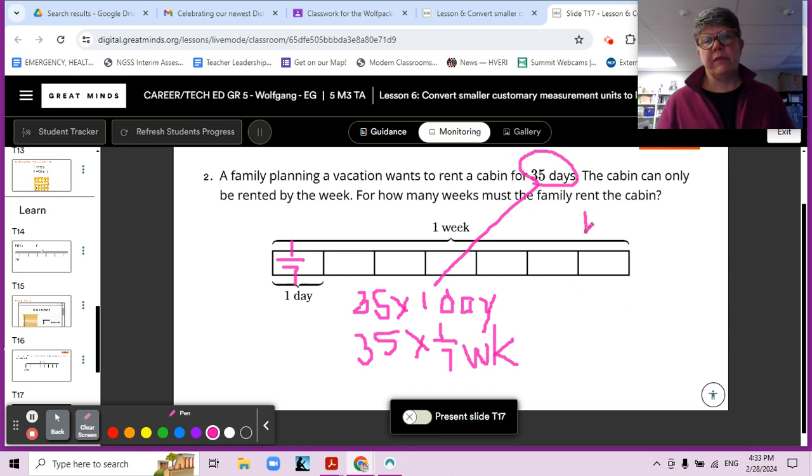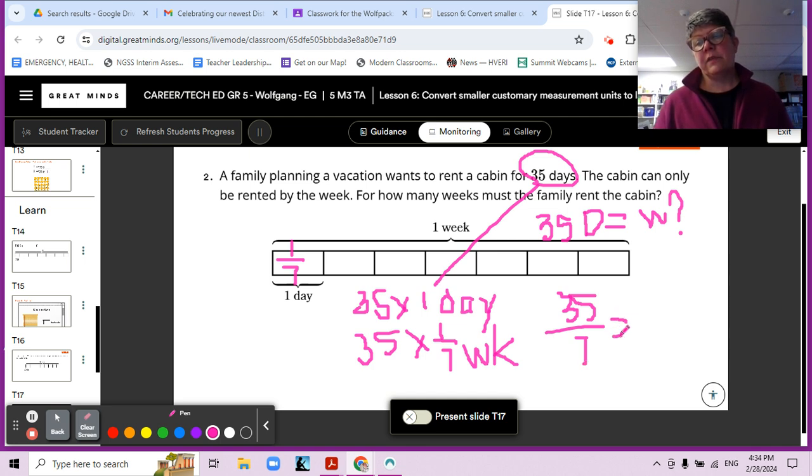I'm asking myself, how many weeks is 35 days? That's supposed to be a W with a question mark. And 35 days is how many weeks? That's what the problem is asking us, right? Okay, so now I'm going to do 35 times 1/7. So that's going to be 35 sevenths. And for once we get an easy one because 35 divided by 7 is 5. So if I'm renting a cabin for 35 days, I'm renting a cabin for 5 weeks.